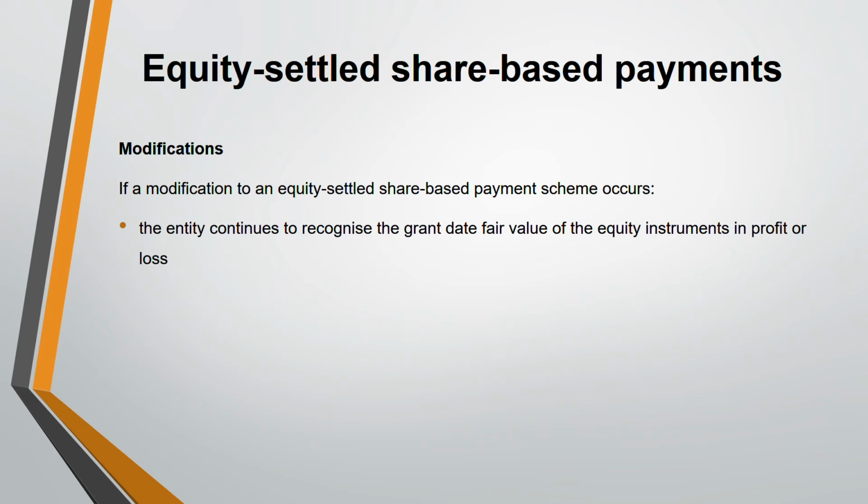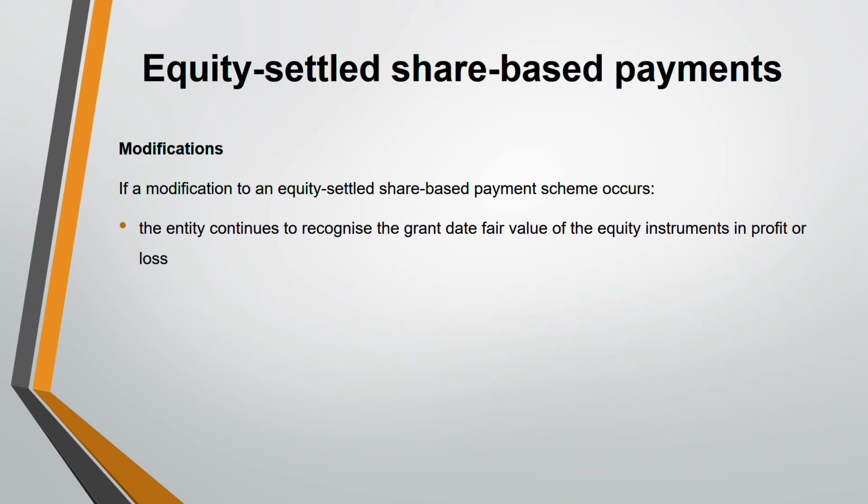Okay, so let's say the entity continues to recognize if it's modified. Okay, that means some changes have taken place. Then the entity has to recognize the grant date fair value of the equity instruments in profit or loss. Continue to recognize. There is no change in that. Earlier also they were taking at the grant date only the fair value of the equity instrument. That means of shares or share options, whatever the fair value at the grant date, that only you are taking as an expense in profit or loss, with or without modification.